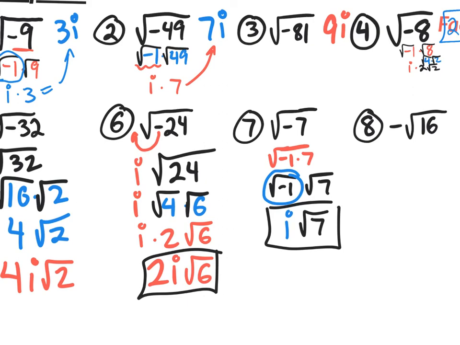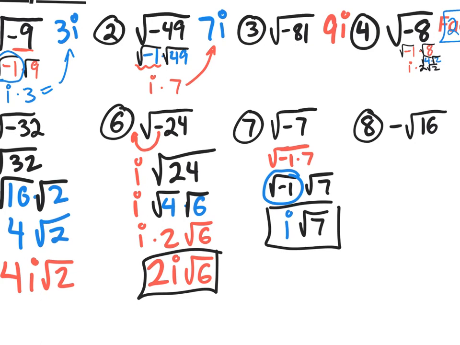Yep. And of course, the shortcut we've been doing is simply take the negative sign and write it as i on the outside. See, I didn't show this work right here. I just took the negative sign, wrote it as an i on the outside. Pretty cool. Okay, now number 8, what's the answer going to be?